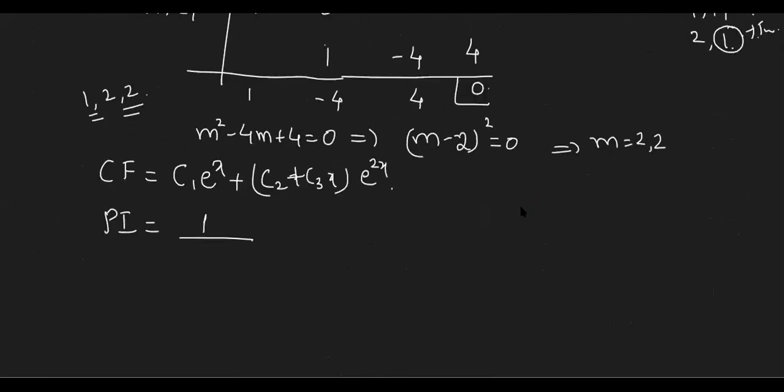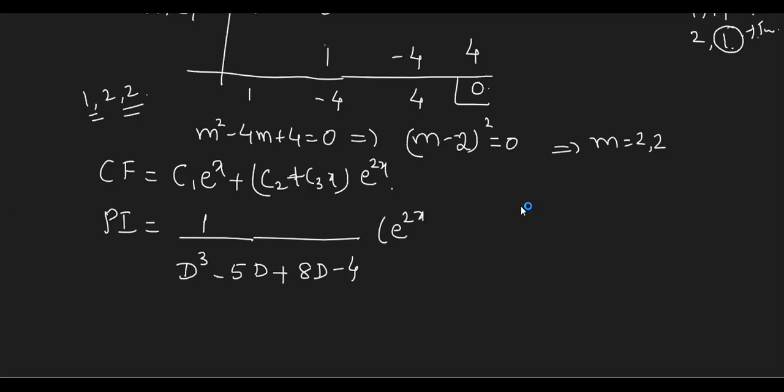Okay, so this is 1 upon f of d. What is my function? d cube minus 5d square plus 8d minus 4. Now your RHS part is having two terms, right?